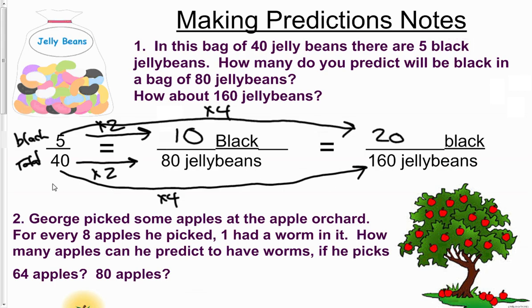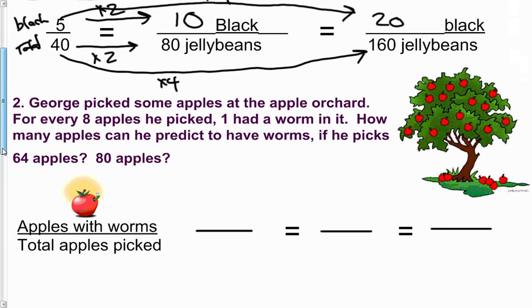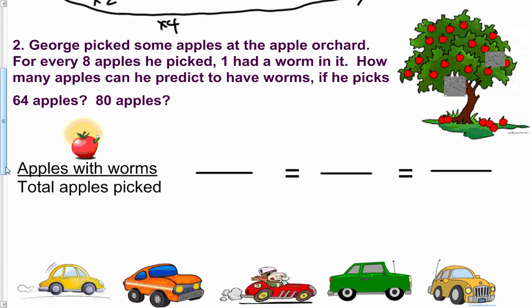Or if we want to think about drawing jelly beans, if I draw 5 for every 40 that are in the bag, then I would probably draw 10 for every 80 times I draw from the bag, and probably get 20 black jelly beans for every 160 times I draw out of the bag. So that is some ways that we can make predictions. Let's move on to number 2. And if you need more time with number 1, then just go ahead and pause it and get caught up with me.